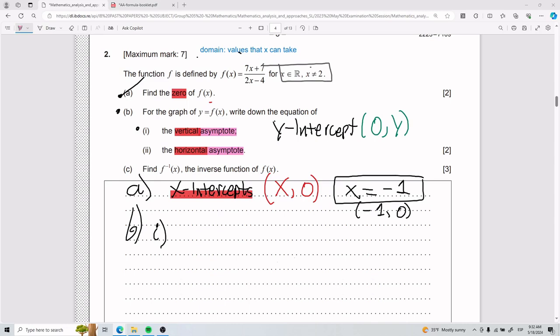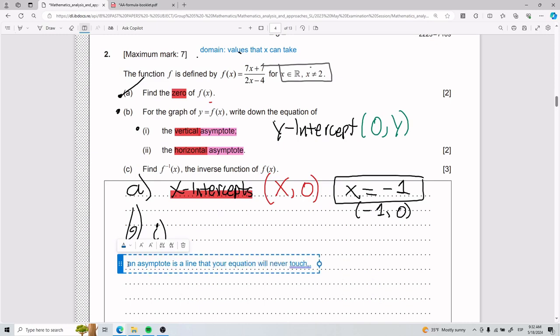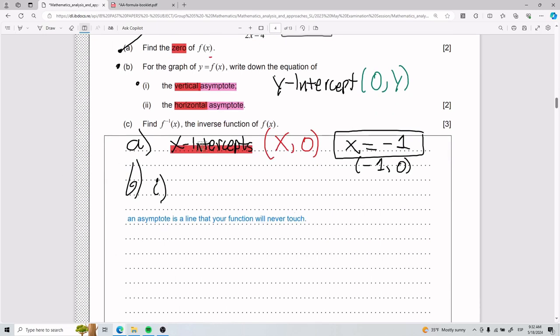An asymptote is basically an equation or a line. Let's think about it as a line. So it's a line that your function will never touch. Okay, that is actually such a good definition. So an asymptote is a line that your function will never touch. And so there are different types of asymptotes, but for us, they will always be vertical or horizontal.